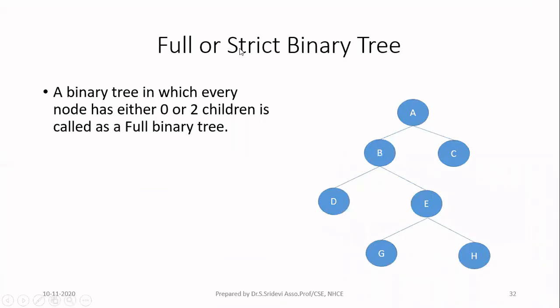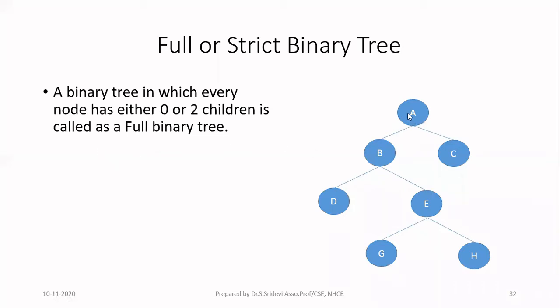So what is a full or strict binary tree? Whenever you say a tree is full or strict binary, it has to obey some rule. That rule is nothing but every node has either 0 or otherwise 2 children. It cannot have one child. It can have either 0 or otherwise 2 children. If that is the case, we will say that tree is a full binary tree.